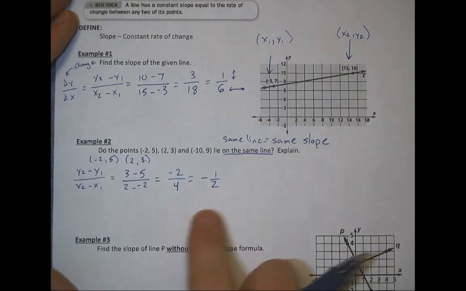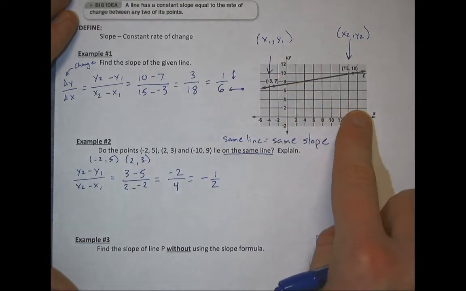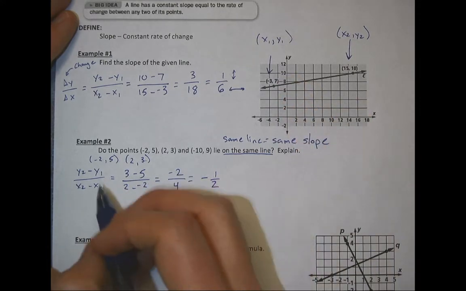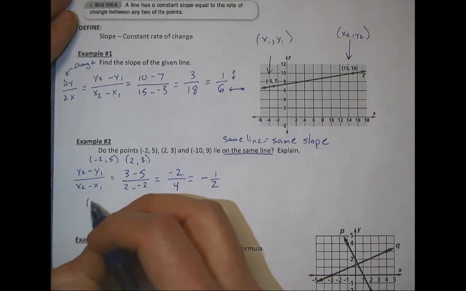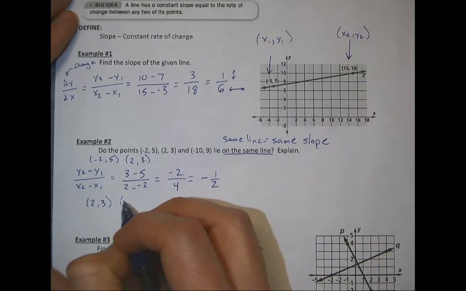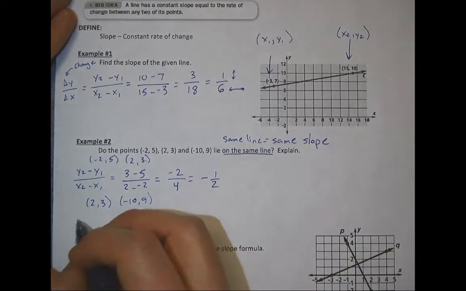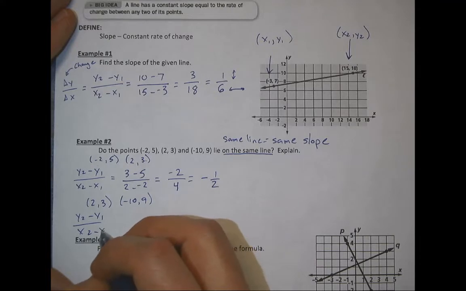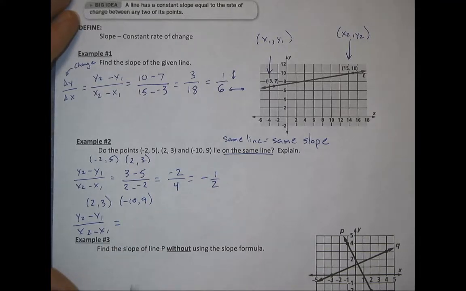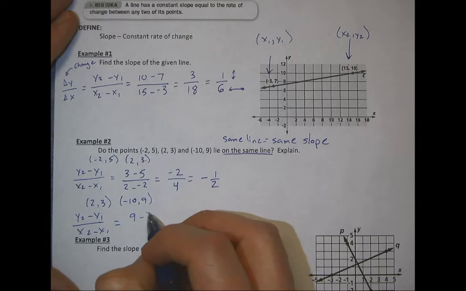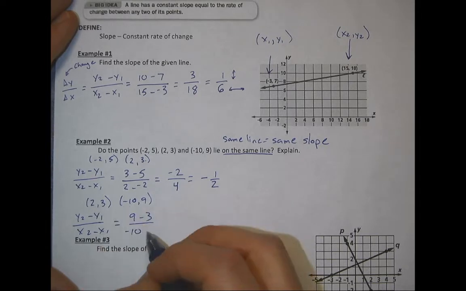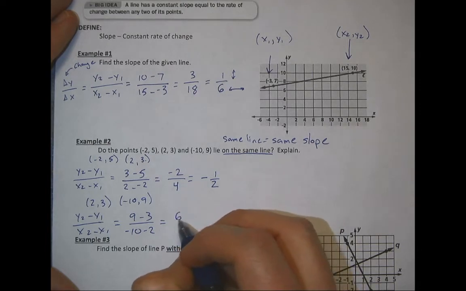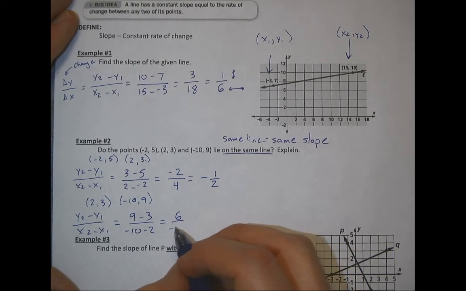So picture what that would look like on a graph. It's going down, and it's going down 1 over 2, down 1 over 2. All right, so now we're going to test it from 2, 3 to negative 10, 9. What's the slope between these two points? Okay, so we're going to do 9 minus 3 for my y's, and we're going to do negative 10 minus 2 for our x's. So I get 6 on top. Negative 10 minus 2 is negative 12.